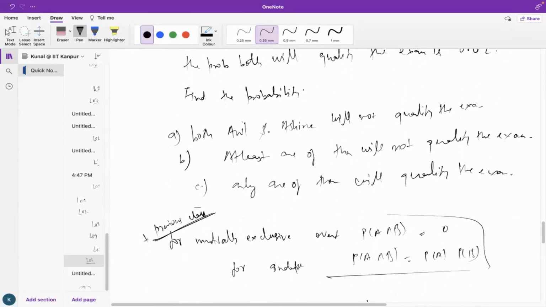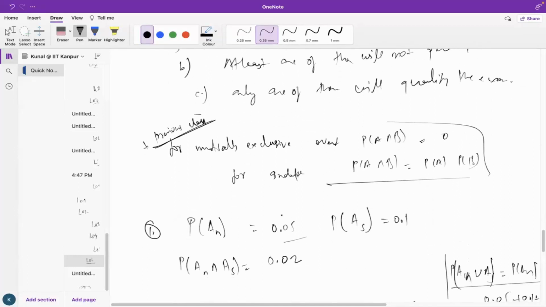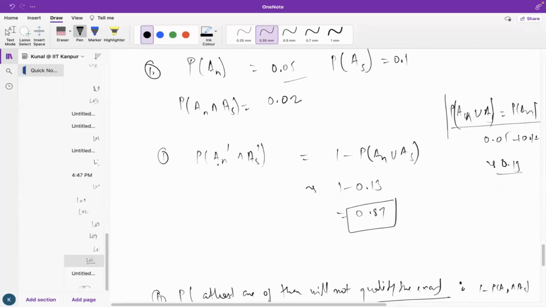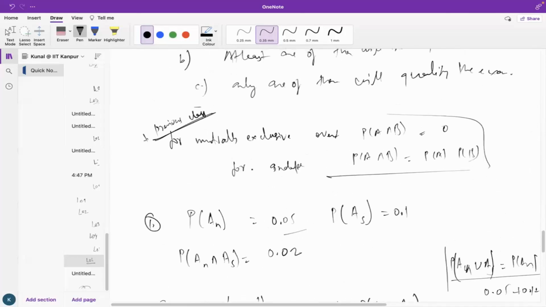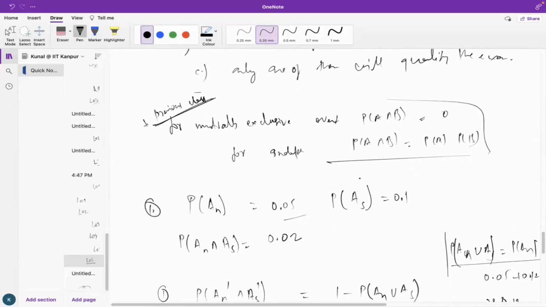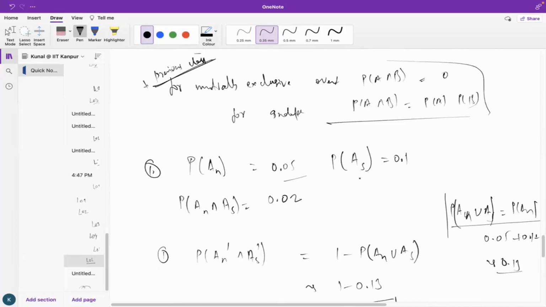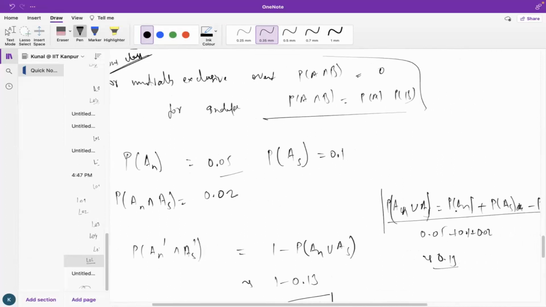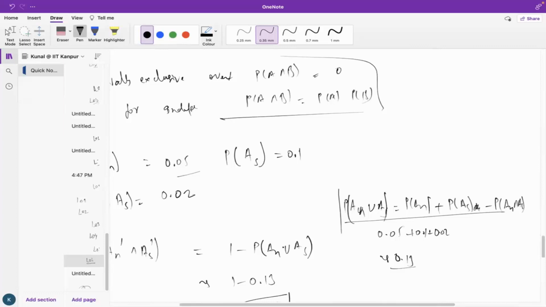What we have to find in the first question is that Anil and Asima will not qualify the exam, that Anil also fails and Asima also fails. So what I'm gonna do here is, the probability of Anil failing and Asima failing, it is 1 minus the probability of both passing. So how much is the possibility of both passing given? Actually, there is something given, right? The probability of both passing here is given as 0.02. So we have to calculate the A union B dash by De Morgan's law.